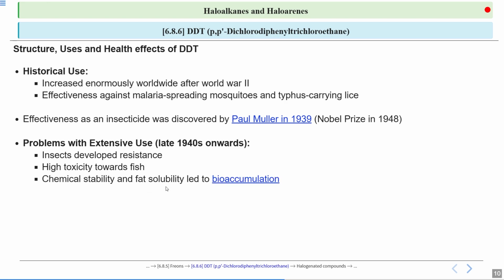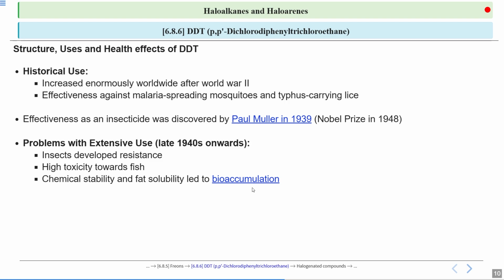Chemical stability and fat solubility led to bioaccumulation. Now, DDT is chemically stable. It was chemically stable and it was fat soluble. That means if there is any consumption of DDT inside the animal, it will be soluble as a fat. It will not dissolve. It will not break down. So it will lead to bioaccumulation.